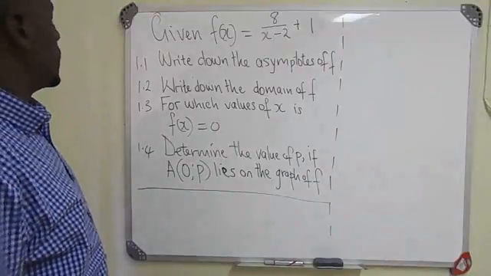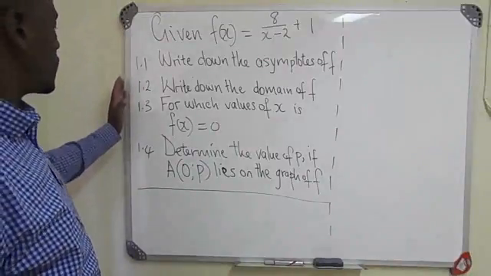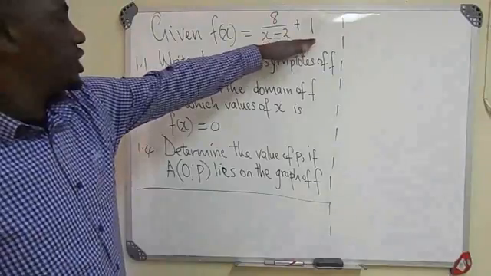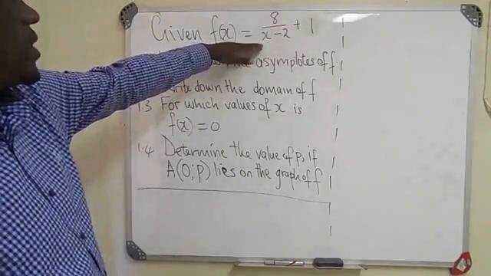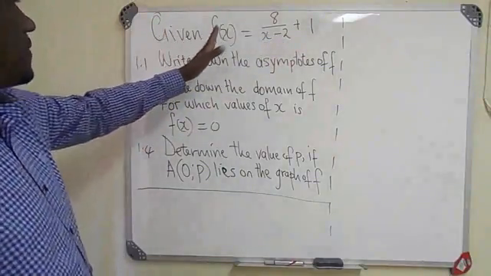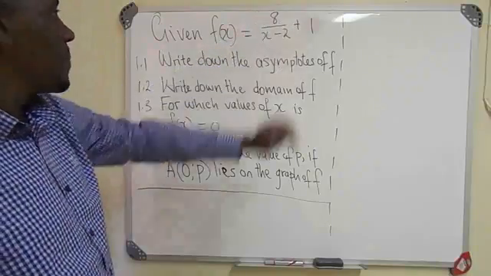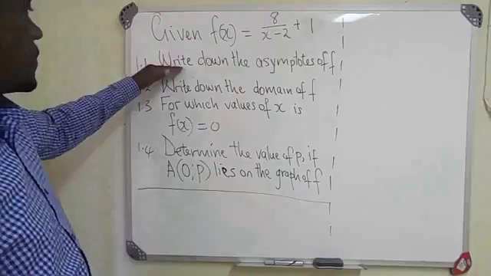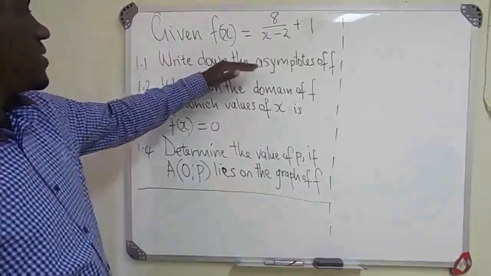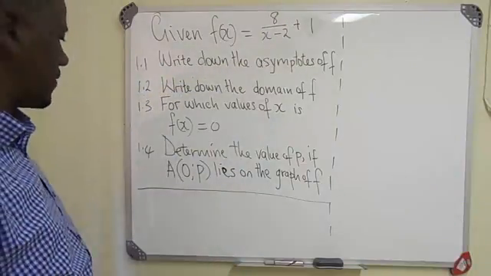The question here is on function. We look at this function here as in a hyperbolic form. Given f of x is equals to 8 over x minus 2 plus 1. First question, write down the asymptotes of f.